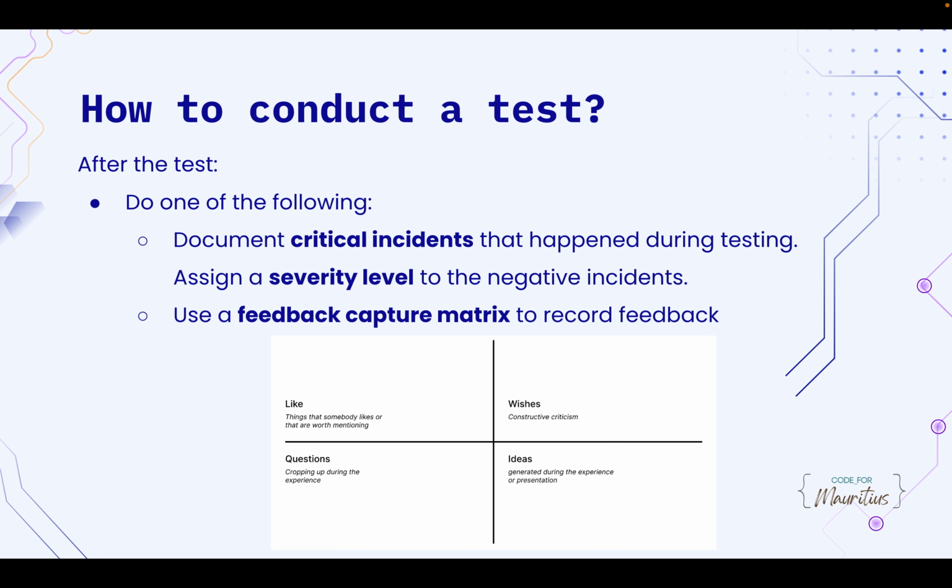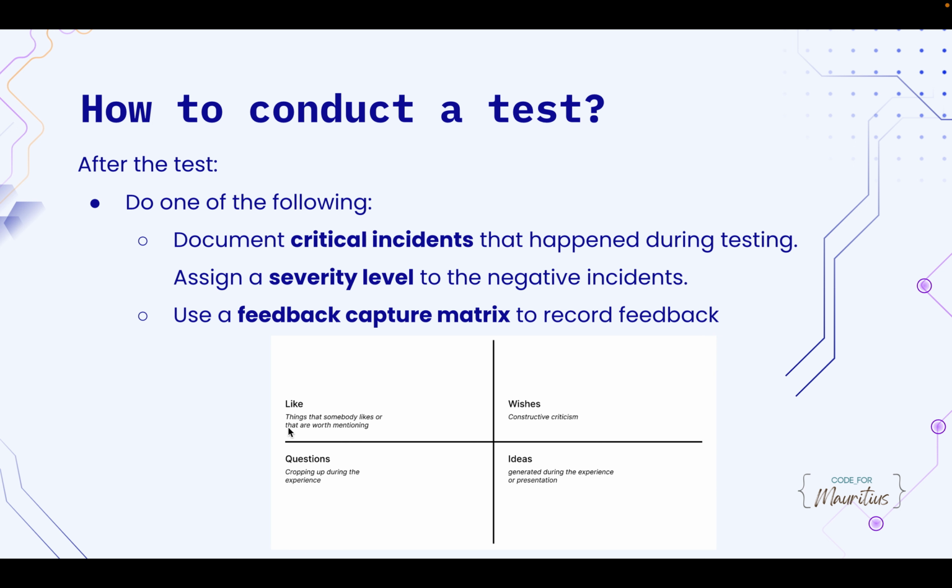Yeah, to elaborate a little bit more on what to do after the test. Like I mentioned, you can document the critical incidents and assign a severity level to them. What you can also do is use a feedback capture matrix to record the feedback from your test users.